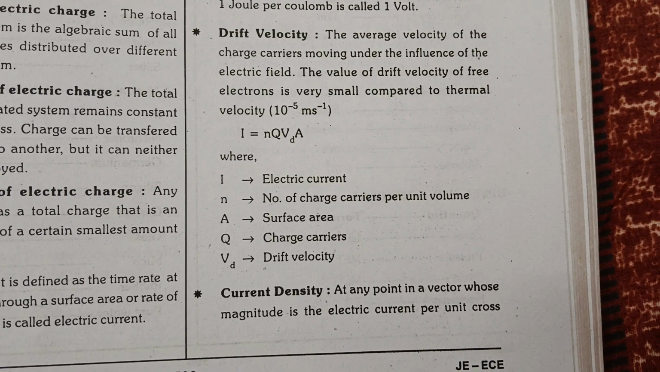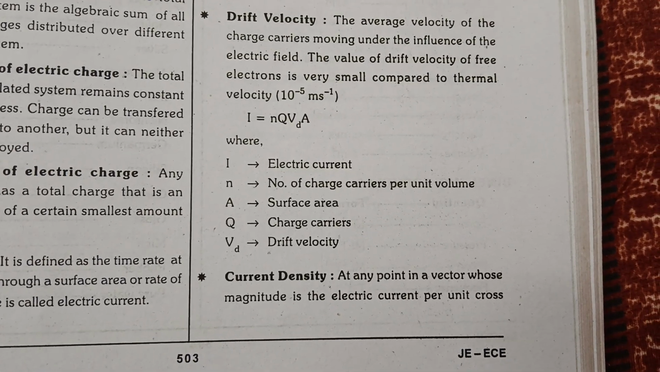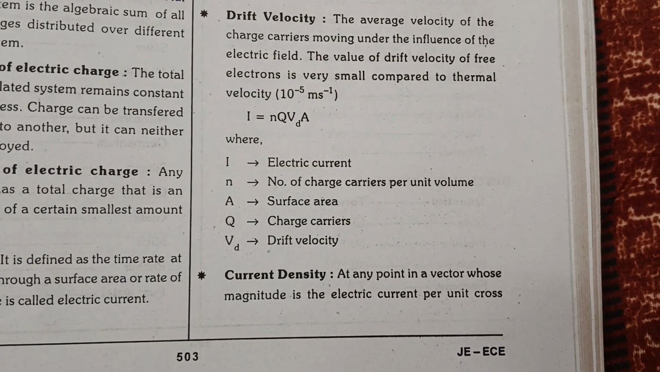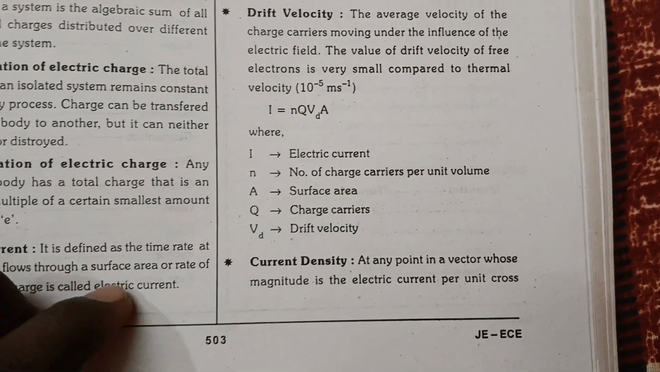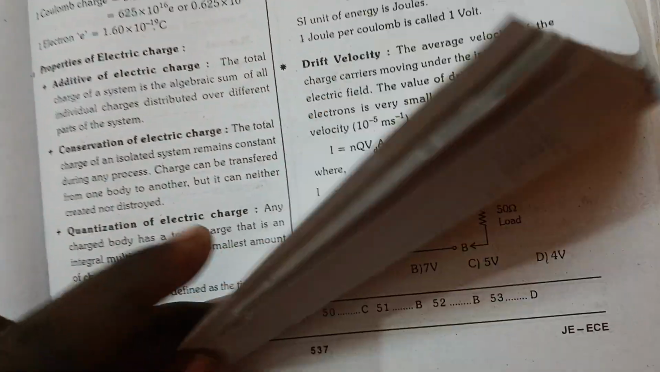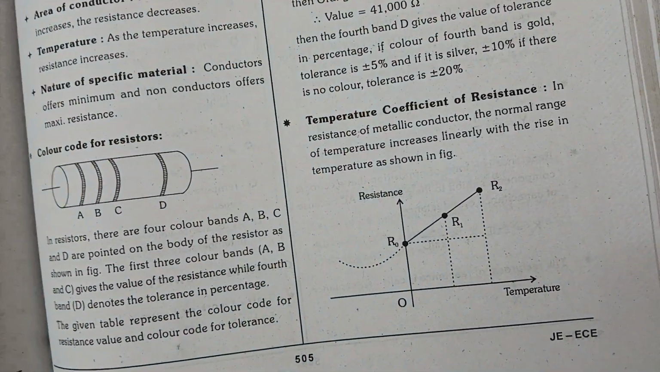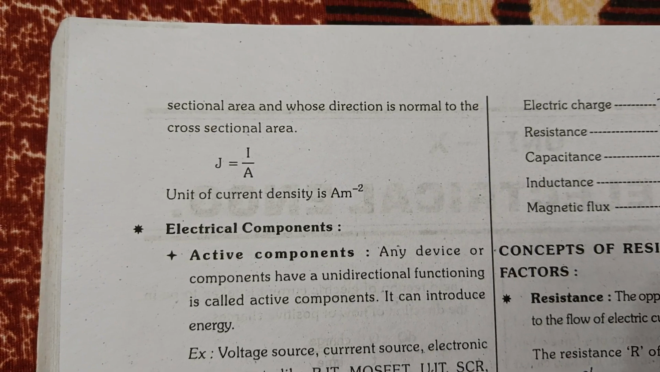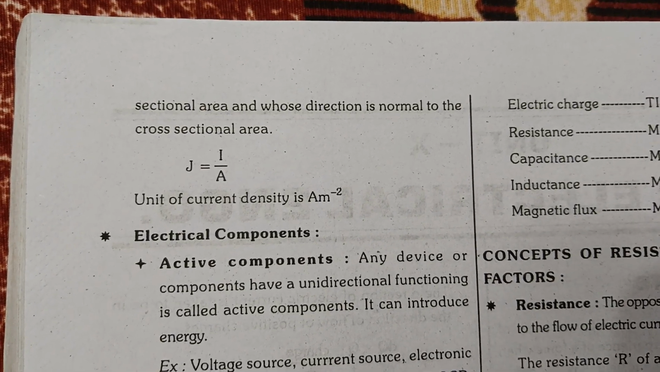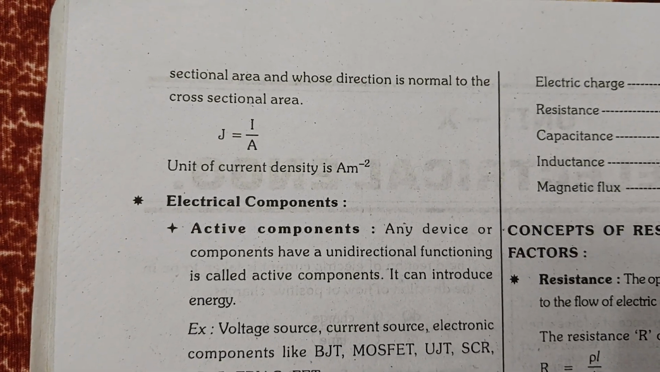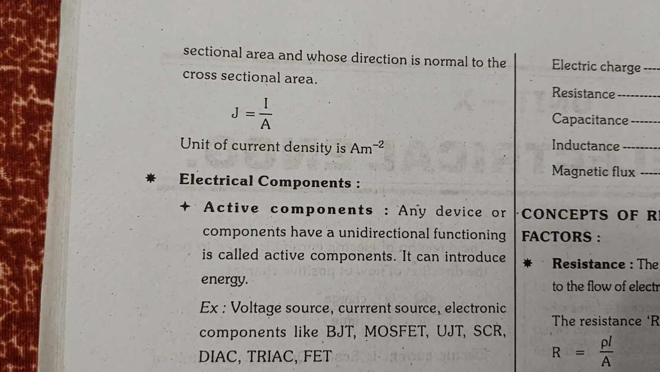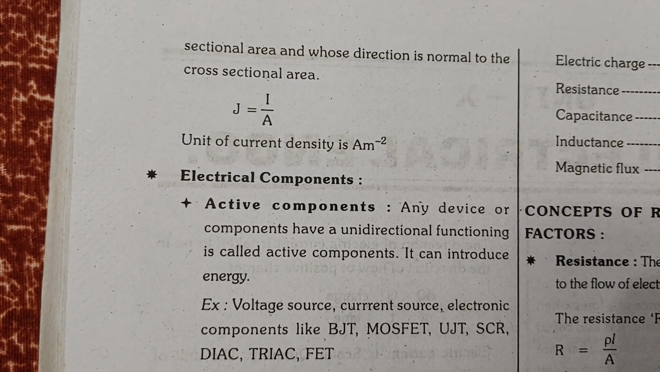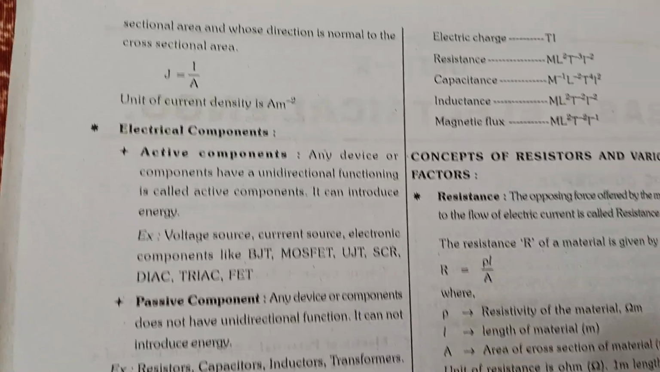Current density at any point is a vector whose magnitude is the electric current per unit cross-sectional area and whose direction is normal to the cross-sectional area. J equals I by A. Unit of current density is amperes per meter square.